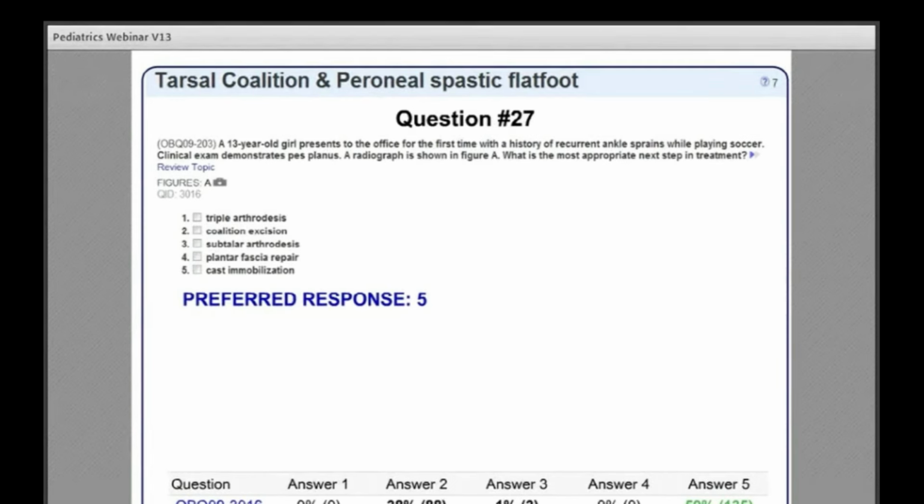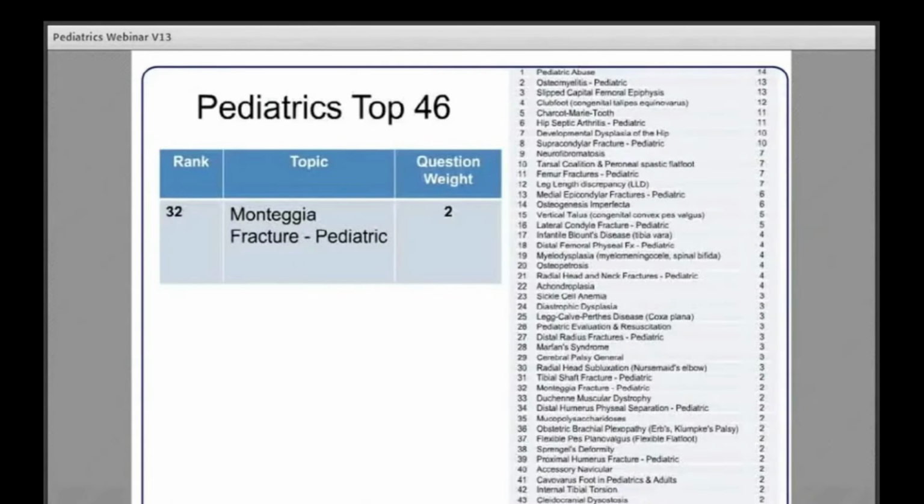59% of you got this answer correct. 38% of you picked option 2, which is coalition excision. I think that answer would be correct had they in the question mentioned that they tried casting previously and failed in that conservative measure. But since they did not, conservatism will be the appropriate answer, and it's cast immobilization.